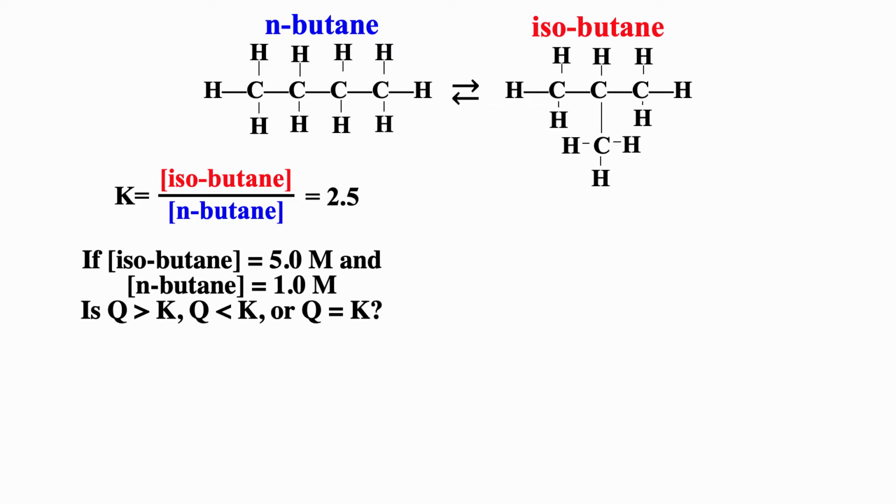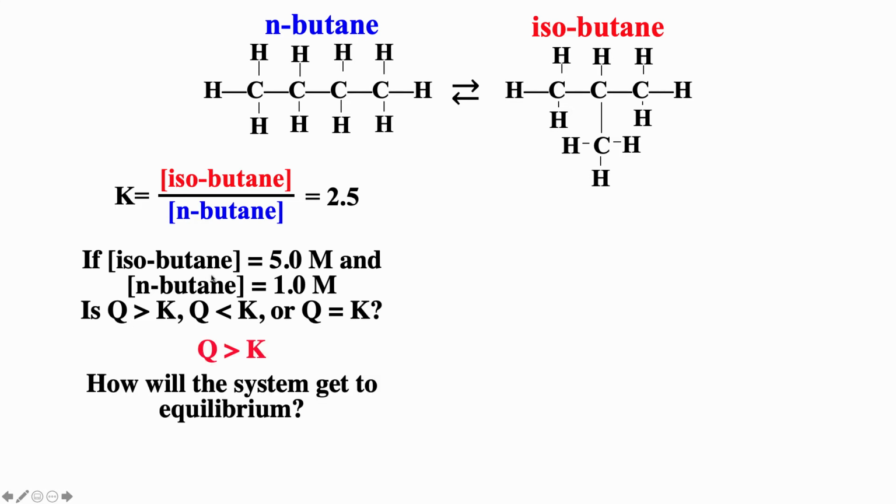Now we could also be asked, if the concentration of isobutane is 5 moles per liter and the concentration of N-butane is 1 mole per liter, is Q greater than K, less than K, or is Q equal to K? Well, so we have K, we're told it's 2.5. We have to determine Q, which is isobutane over N-butane. So 5 divided by 1. So Q should be 5. And so that means Q is greater than K.